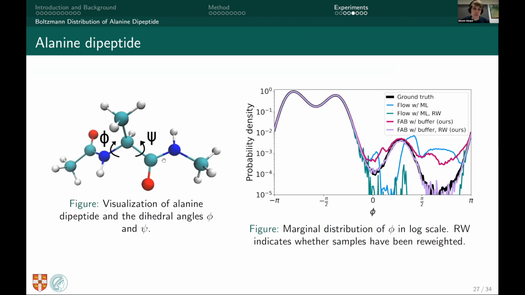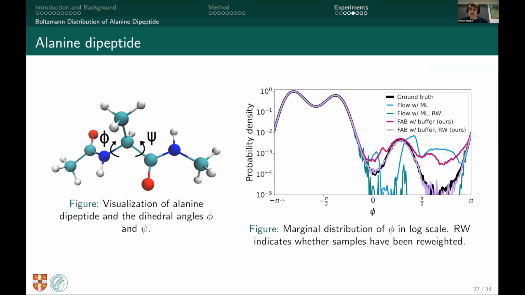All right, let's get to some results. What people typically consider when working with alanine dipeptide are those two dihedral angles, phi and psi, which for longer protein chains would also determine whether a protein locally falls into an alpha helix or beta sheet or something else. This is why we look at those coordinates.